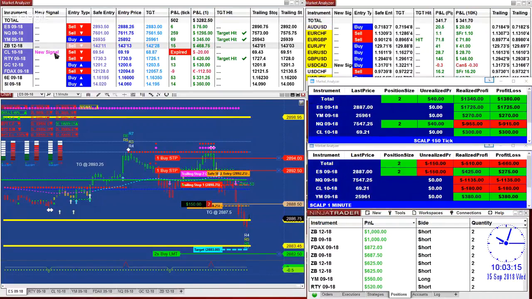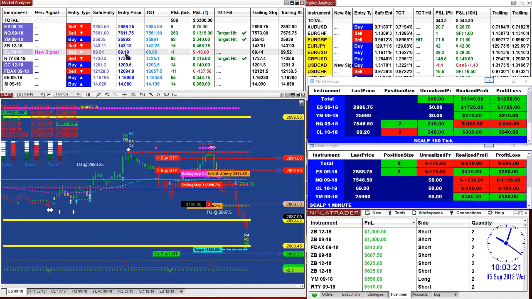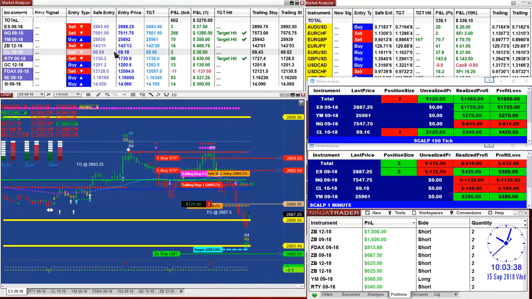We have a new signal on the CL. The entry is 69.19. Target is 68.86, and the entry is 69.19, and it is short. On the pullback, re-entry is 69.54. You're very welcome to follow those trades on a sim. The 30-year Treasury bond is in the same direction as the ES, so I have no clue what the ES is going to do.